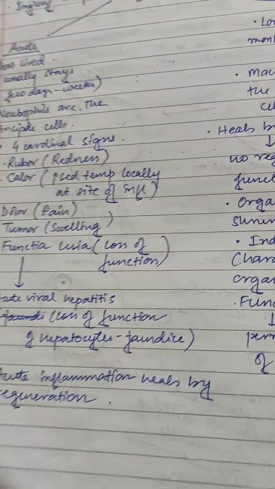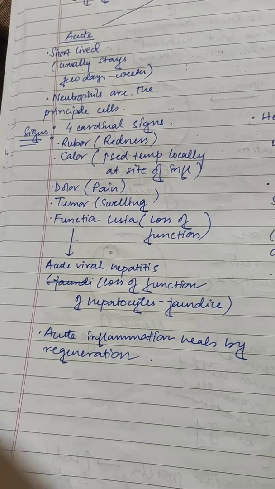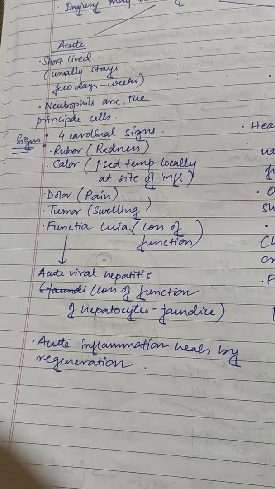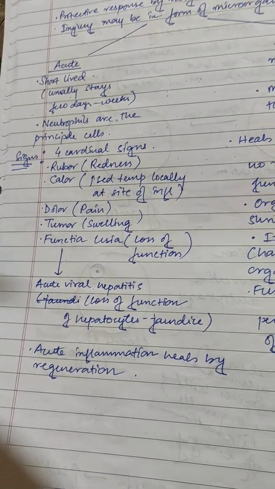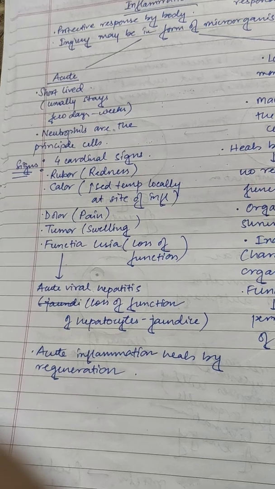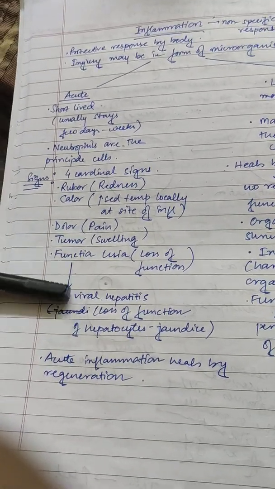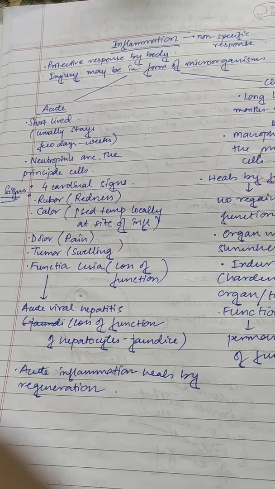There is another one also: functio laesa, which is loss of function. For example, in acute viral hepatitis, there is loss of function of the hepatocytes, which causes jaundice. So this is the fifth additional point. Functio laesa is also a cardinal sign of acute inflammation.